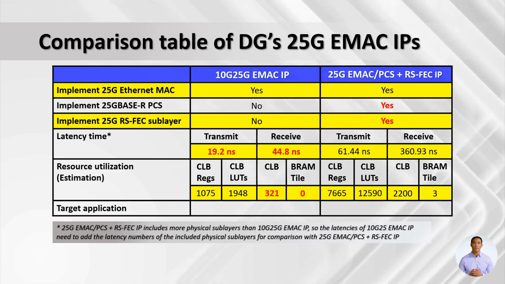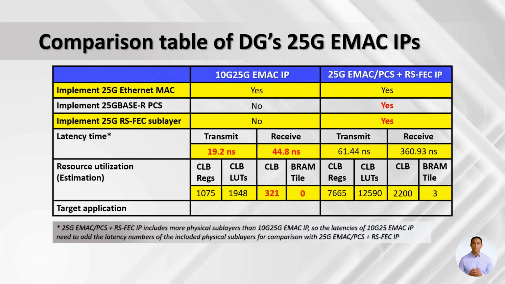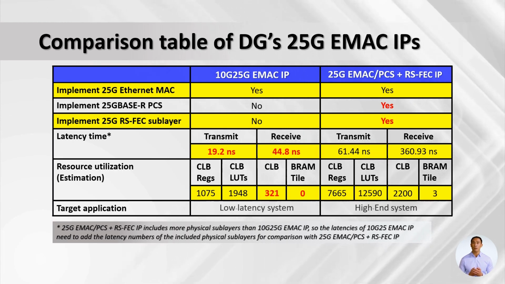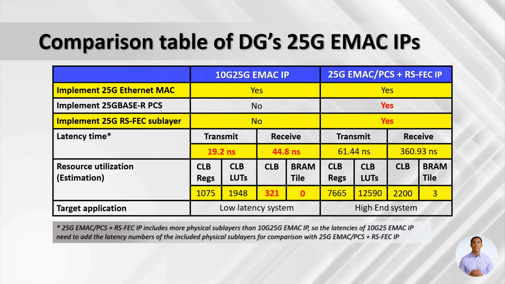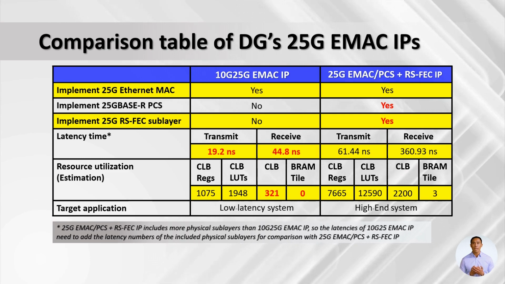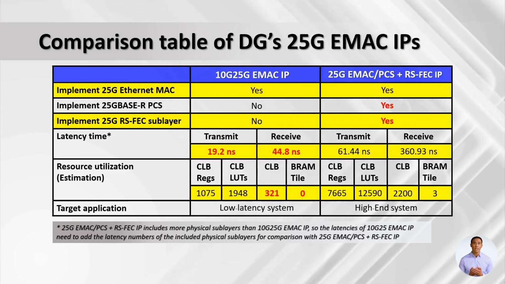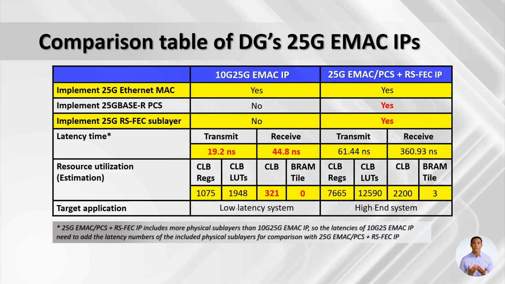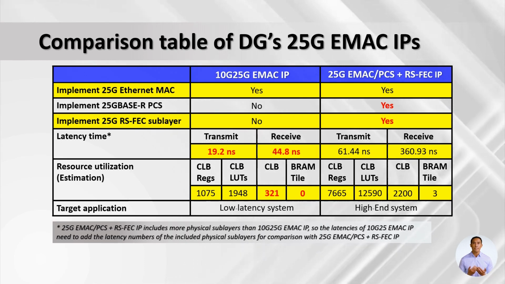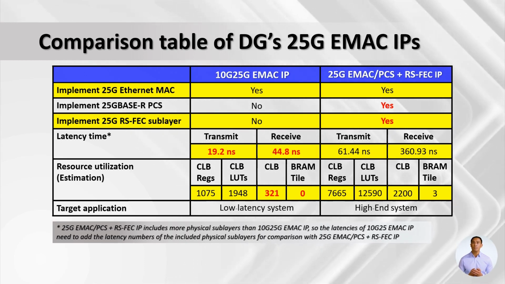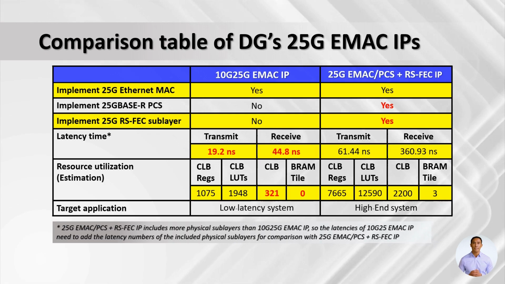Thirdly, the resource utilization of 25G EMAC PCS RS-FEC IP is larger due to the inclusion of RS-FEC. Overall, the 10G25G EMAC IP is more suitable for high-end fintech applications that prioritize low latency, while the 25G EMAC PCS RS-FEC IP is better suited for 25G Ethernet applications that require high data reliability.